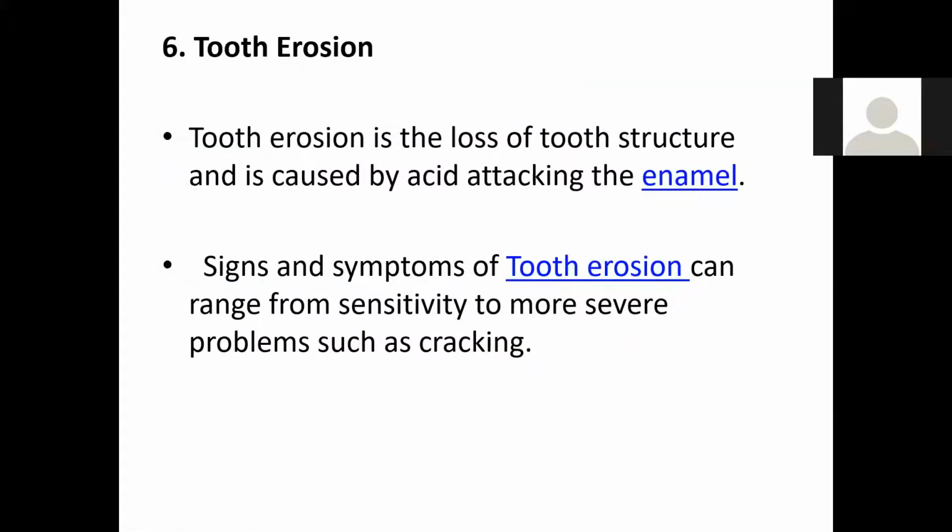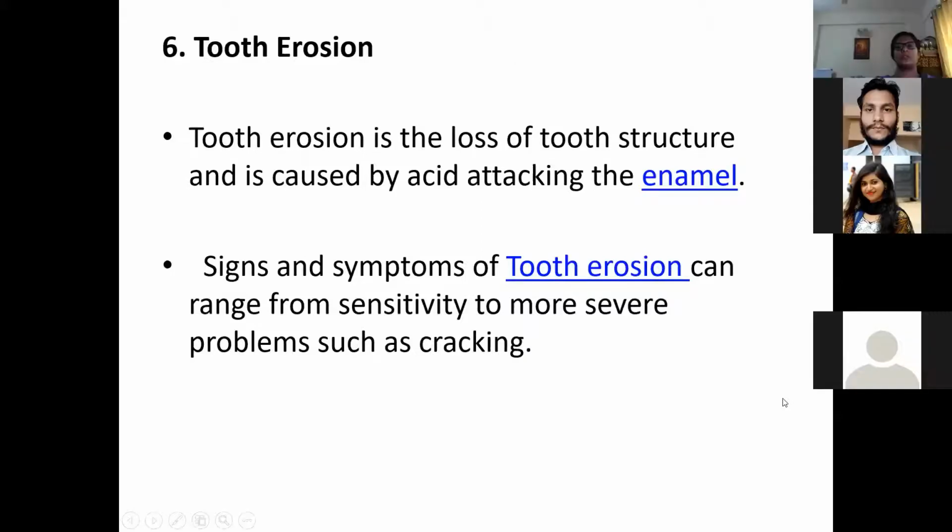Another common problem associated with the oral cavity is the loss of tooth structure, which is caused by acid attacking the enamel. This is tooth erosion, the loss of tooth structure caused by acid attacking the enamel of the teeth.